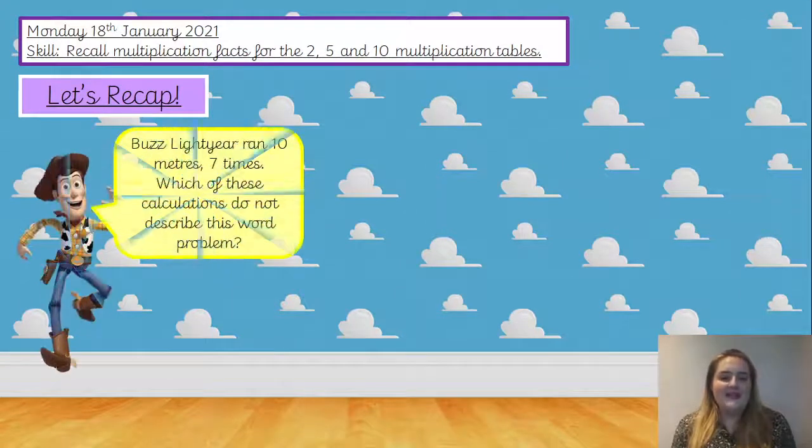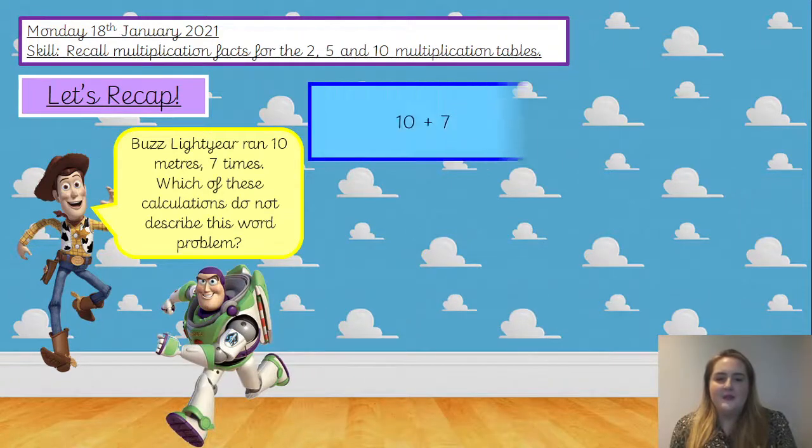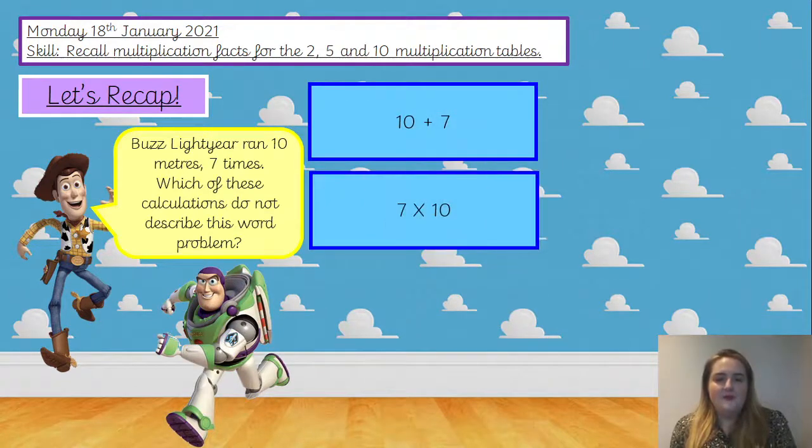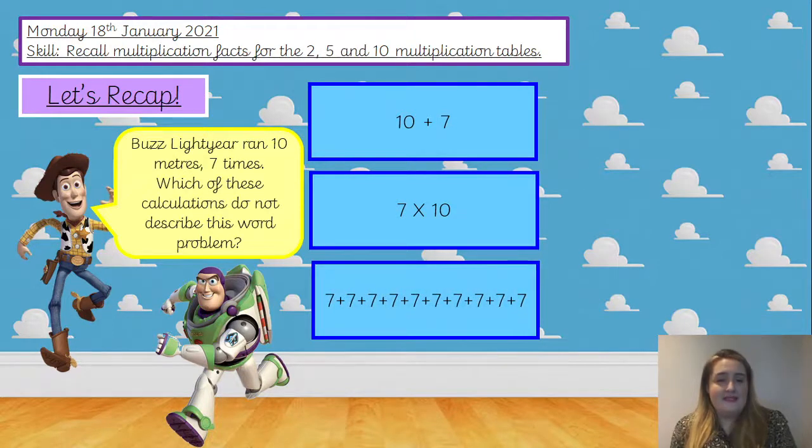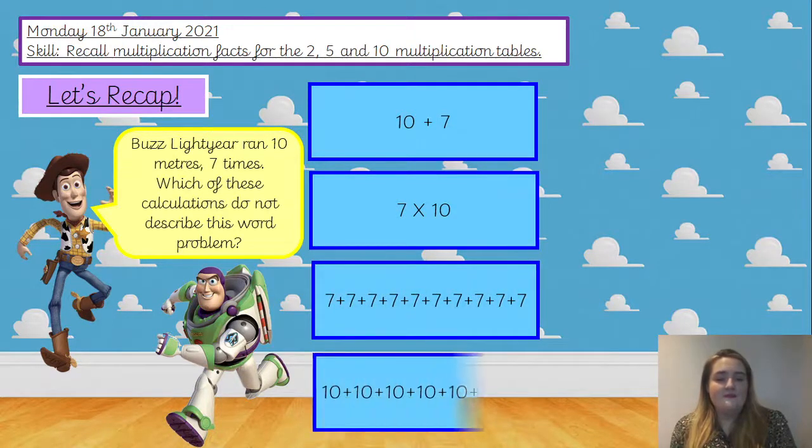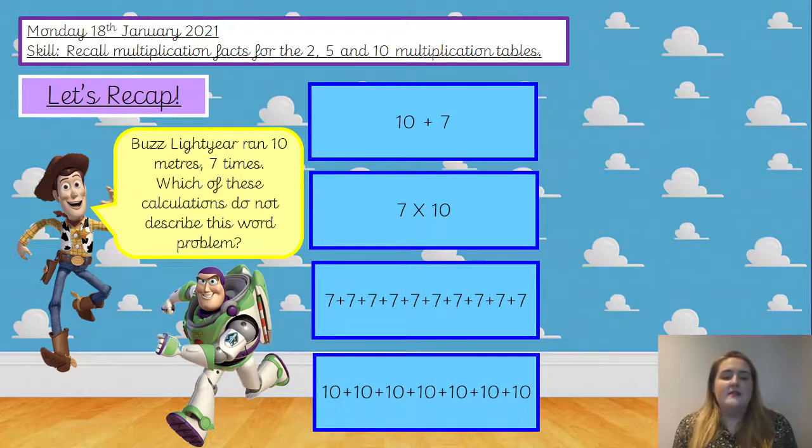Okay, let's begin then. Buzz Lightyear ran 10 metres 7 times. Which of these calculations do not describe this word problem? So he ran 10 metres 7 times. So here he is running in. We've got 10 add 7. We've got 7 times 10. We've got a repeated addition number sentence here where we've got 10 lots of 7. And then here we have got 7 lots of 10 in a repeated addition number sentence.